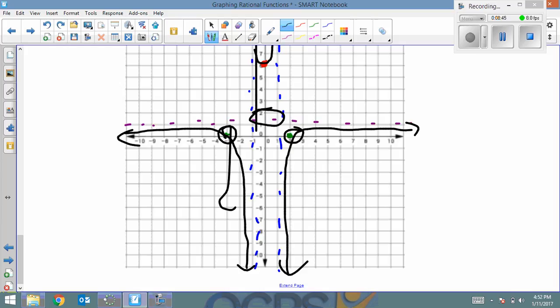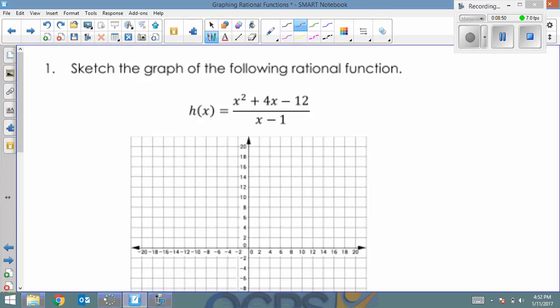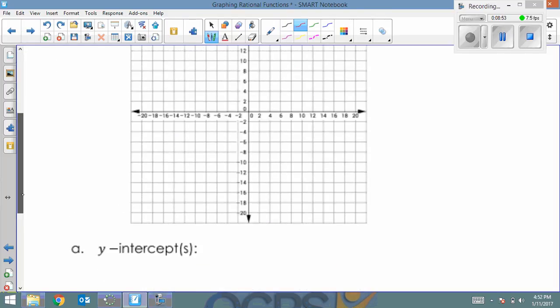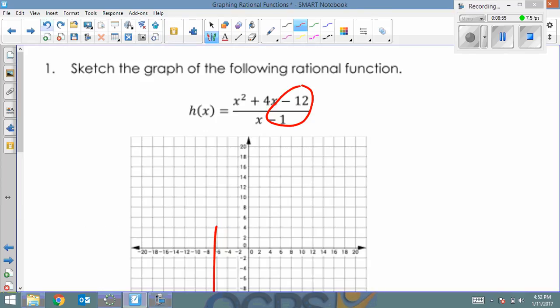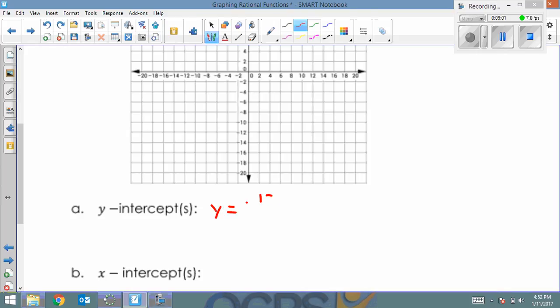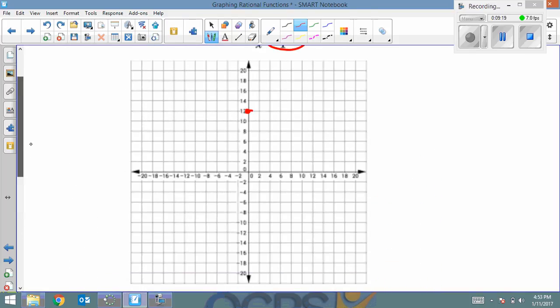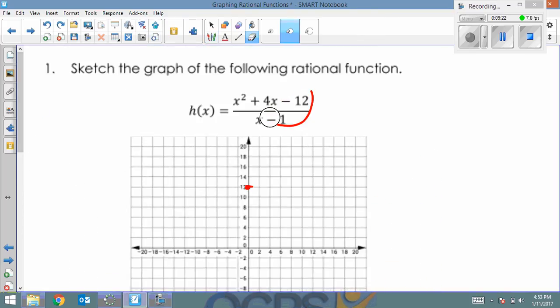All right, let's try another one. Again, to find my y-intercept, it's just these two numbers divided. So y equals -12 divided by -1, which is 12. So we have a point at 0, 12. Let's graph that point. It's right there.